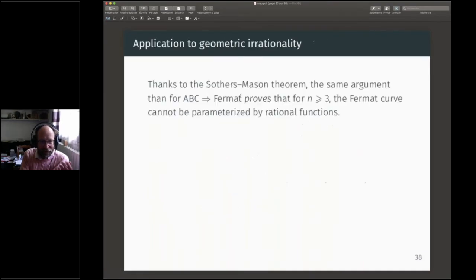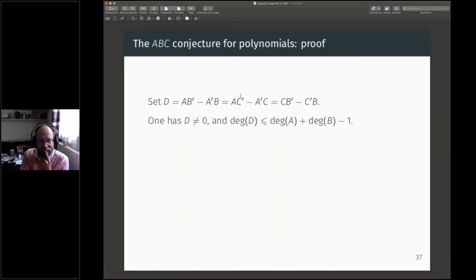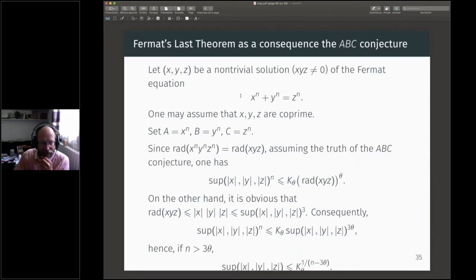So the proof is one slide, but I skip it. Can I ask a question on this argument from Vlado Petrusenko? Does this only hold for big enough n or for all n? No, you need n big enough, but in ABC it's supposed to hold for any theta greater than 1.